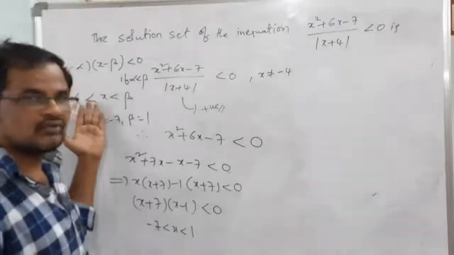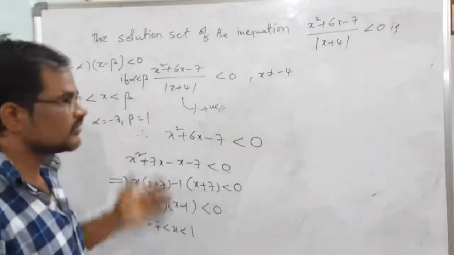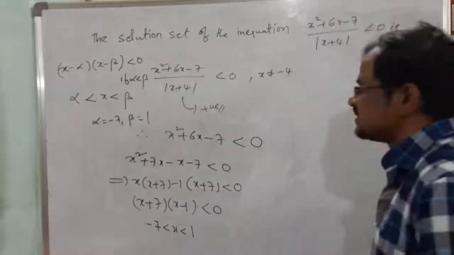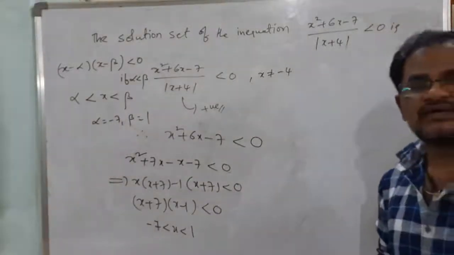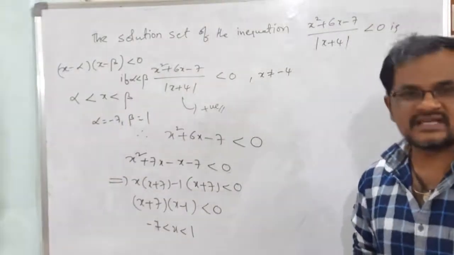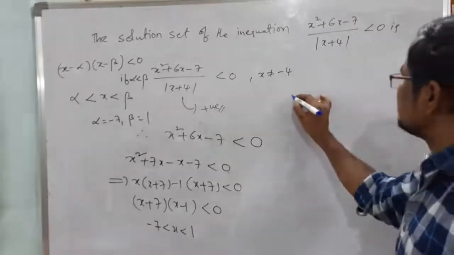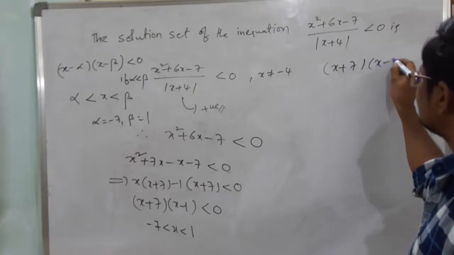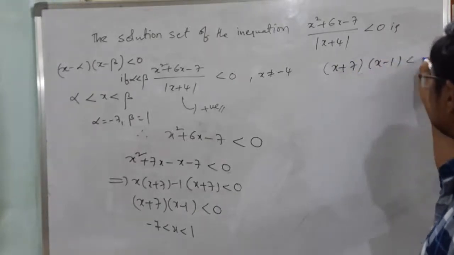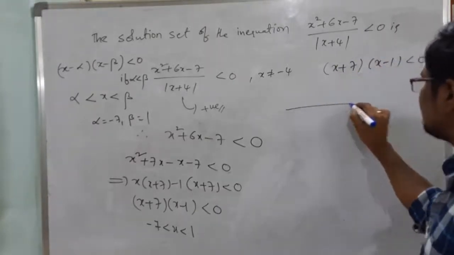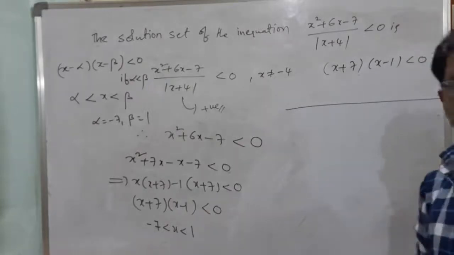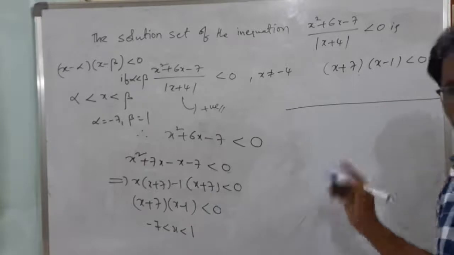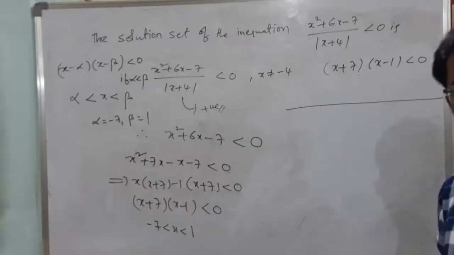Suppose you don't want to remember this formula, you can follow this method. This method is called the wavy curve method or sign scheme method. That is, x plus 7 into x minus 1 less than 0. For that, you take one real number line, nothing but the x-axis. After that, on the real number line, we have to take the critical points. What are the critical points?